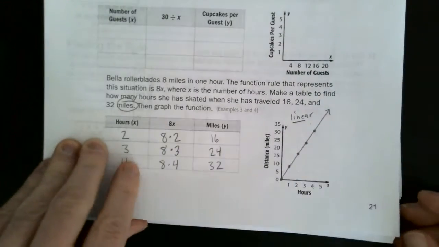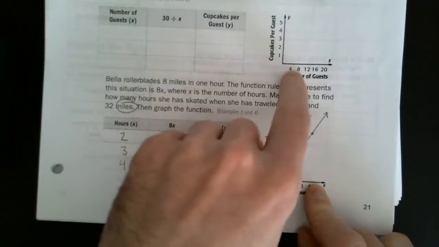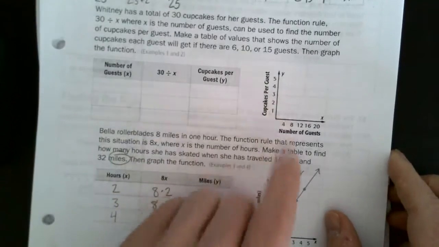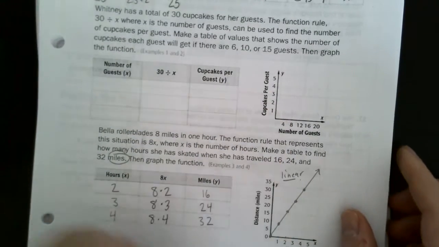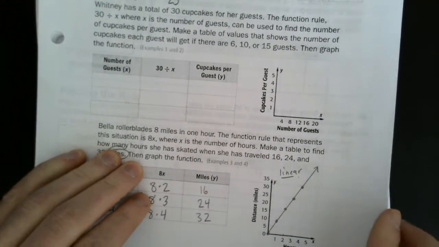Okay, so let's go to page 22. And this one here, if we would have done the cupcakes one, this would not be linear. That would be curved or nonlinear.